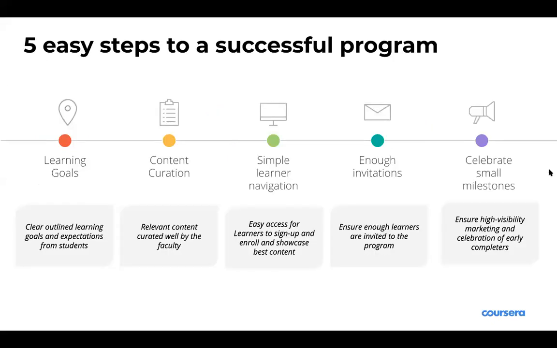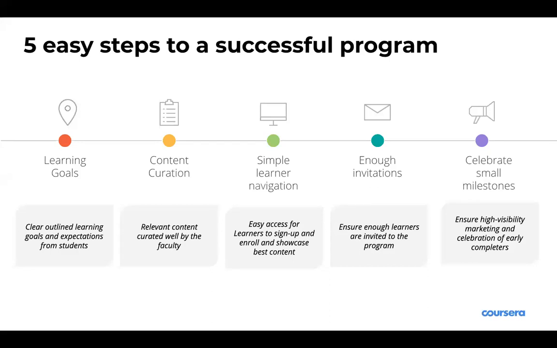Now that we've got that covered, 5 easy steps to running a successful program on Coursera. So the first is learning goals. We spoke about it in the previous slide, the 3 use cases. Once you've identified your use case for using Coursera at your university, please be very, very clear and communicate the same goals and expectations to students. For example, if you're running Coursera for a multidisciplinary approach, please ensure that you communicate the same to your students as well.